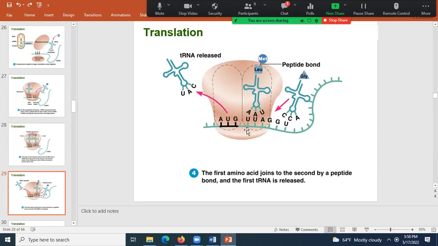Then once the amino acid is removed from the tRNA, the first tRNA falls out of the ribosome. And that will be a signal for the ribosome to move down one codon. And when it moves down, this moves to the first channel. And then the third tRNA can come in the second channel in the ribosome.